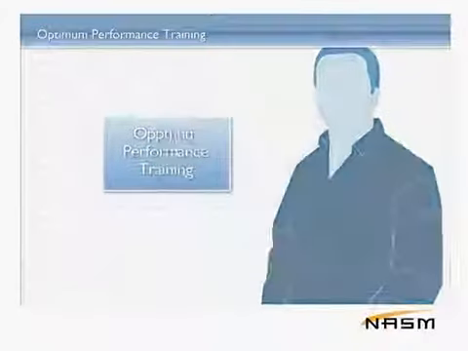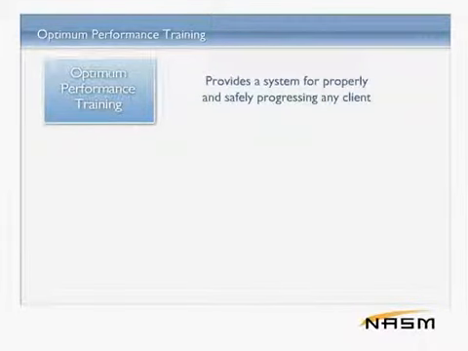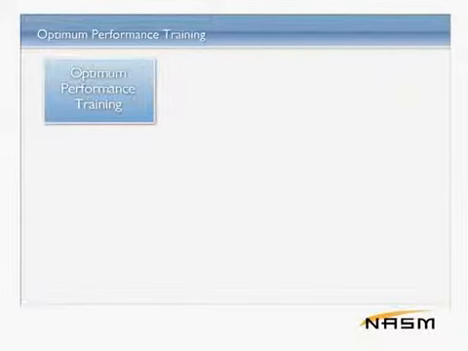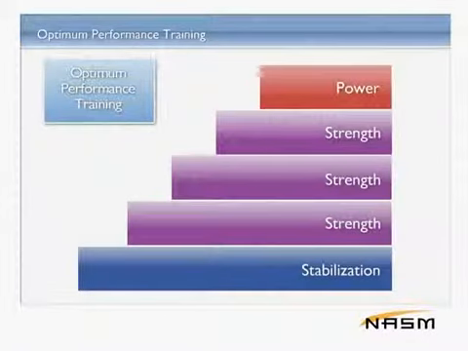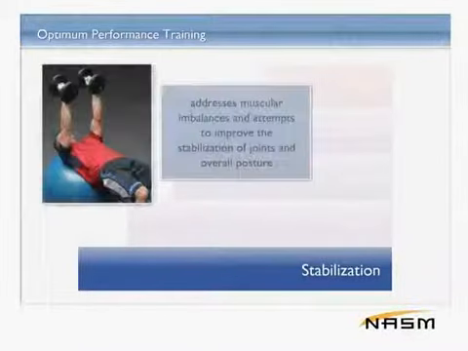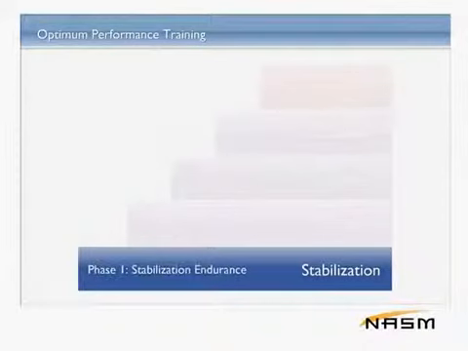The Optimum Performance Training, or OPT model, provides a system for properly and safely progressing any client to his or her goals by utilizing integrated training methods. It consists of 3 building blocks: stabilization, strength, and power. The stabilization level addresses muscular imbalances and attempts to improve the stabilization of joints and overall posture. This training block has one phase of training. Phase 1, Stabilization Endurance Training.